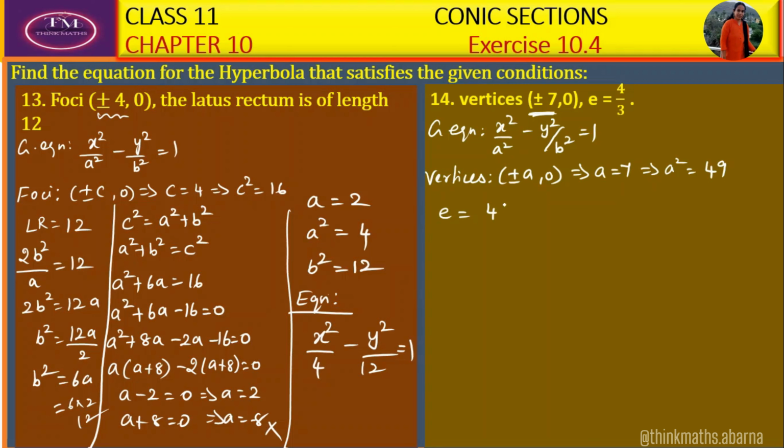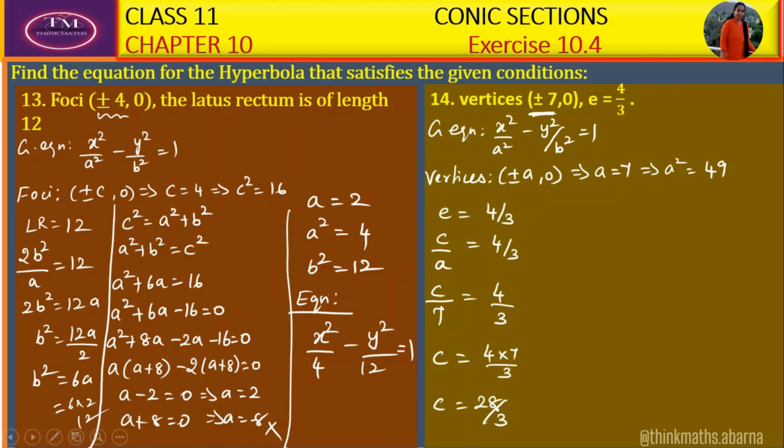Next, what is given? Eccentricity is given as 4 by 3. What is the formula for eccentricity? C by a. C by a is 4 by 3. A we can substitute as 7, so c by 7 equal to 4 by 3. So c will be equal to, this 7 is in division. When it goes to other side, it will go to product. So 4 into 7 by 3. So c is equal to 28 by 3.